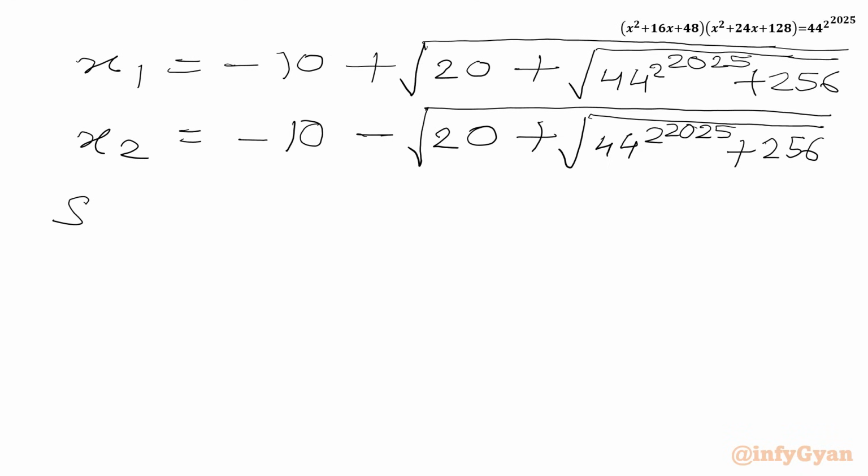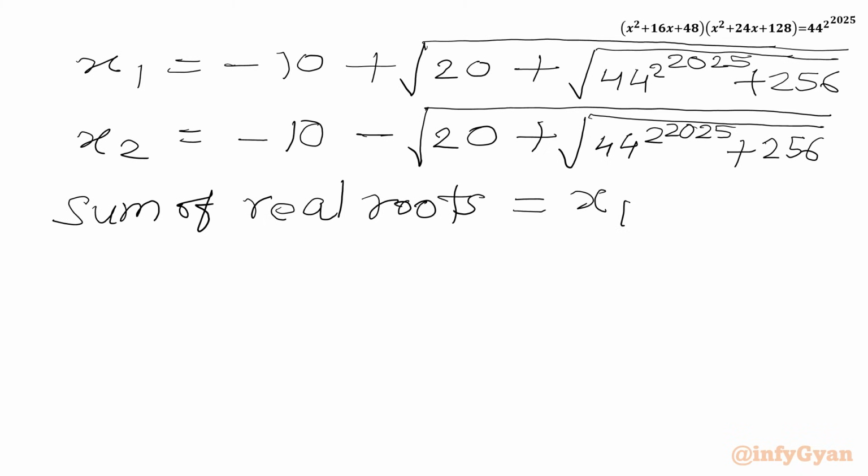So I will write here sum of real roots will be equal to x1 plus x2. So once we will add both, we are going to get sum of real roots equal to minus 10 minus 10. These two terms will get over because of plus and minus sign. So our answer will become minus 20.